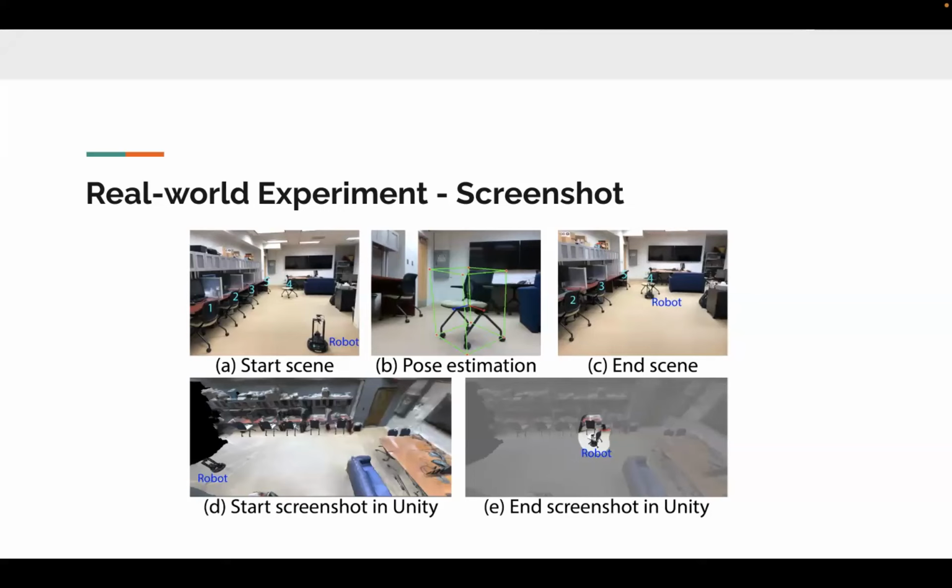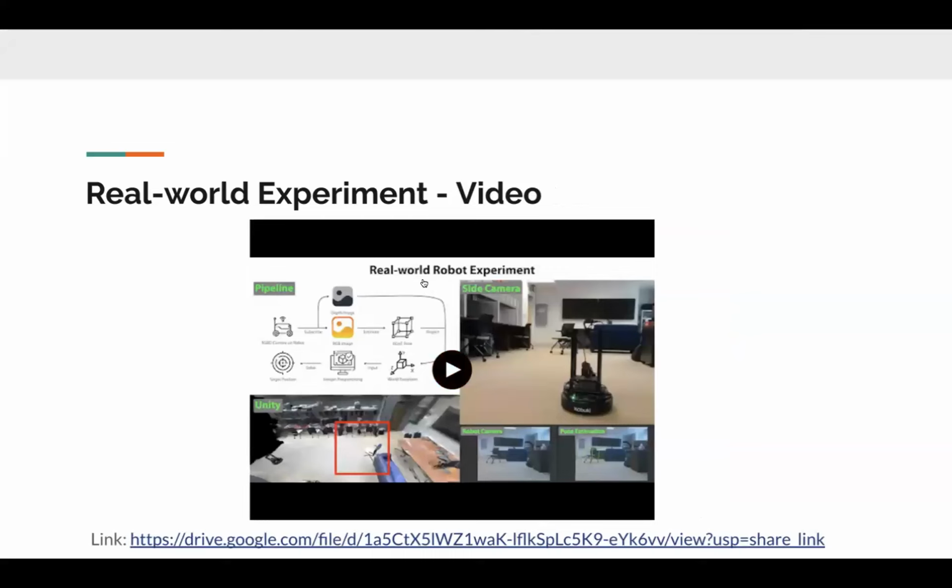Figure C is the interesting one. You can see the robot touched chair 4. For D and E, they are the reconstructed scenes in Unity. On the left, you can see there is a robot, and in figure E, you can see the robot also reaches the chair. Yeah, so let's see the video.